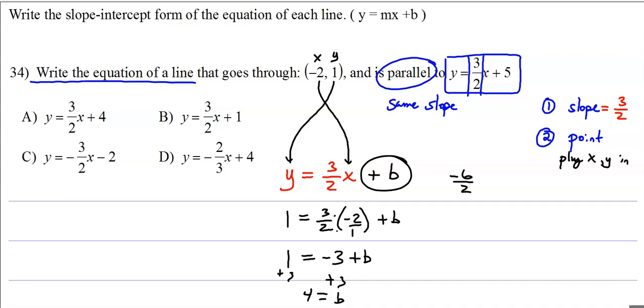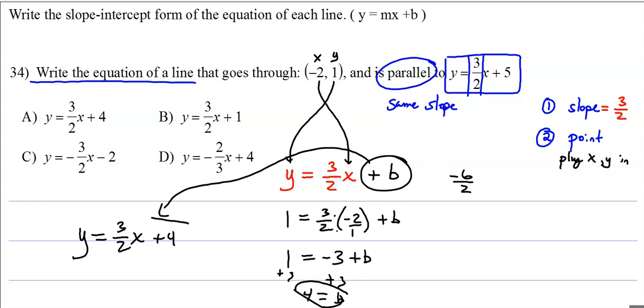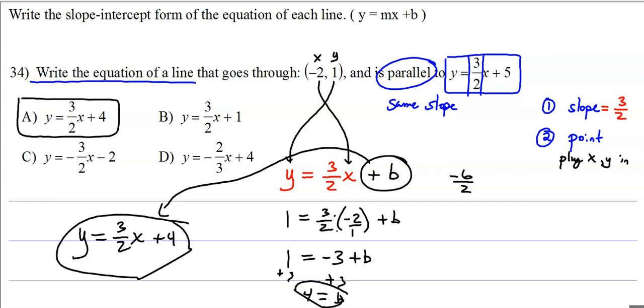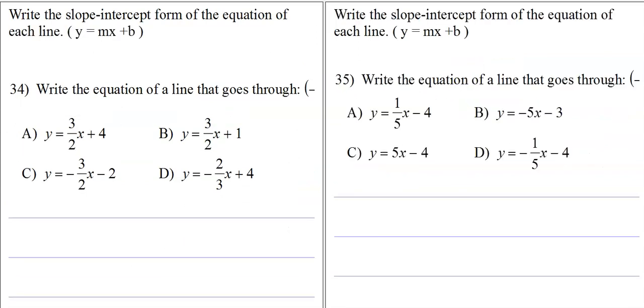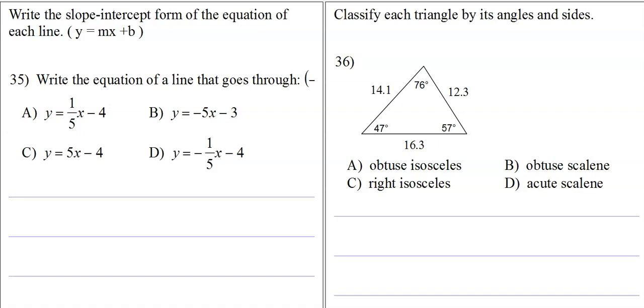So let's write the final answer. Y equals 3/2 x. Instead of plus b, I now can say, hey, I know what b is. It's positive 4. And bam, we're good to go. Correct answer here is A. All right, let's jump into number 35.